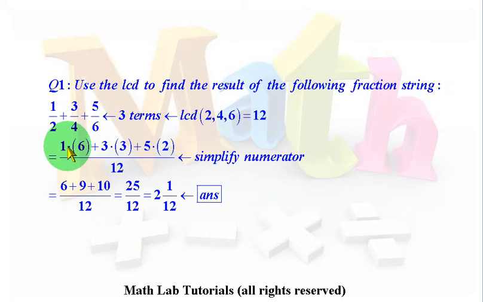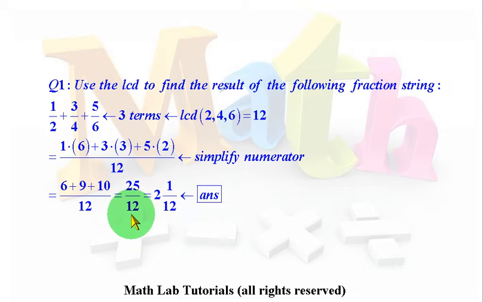So we see that we have 1 times 6 is 6, and 3 times 3 is 9, and 5 times 2 is 10. Of course, the 12 gets dropped down in the denominator. Now, these are all good guys, so all you do is add them up. When you add them up, you get 25. So the final result is 25/12.